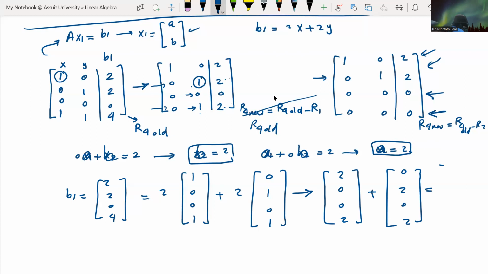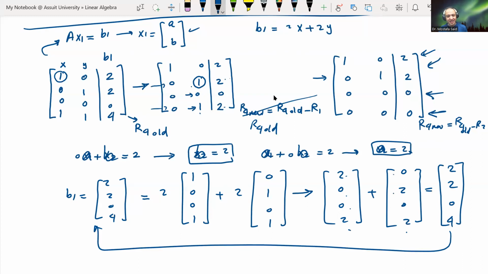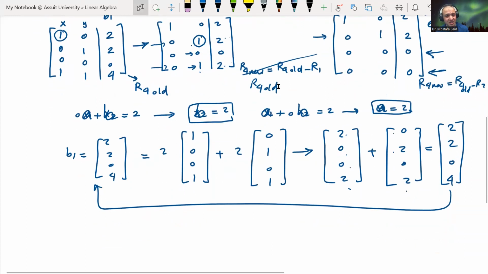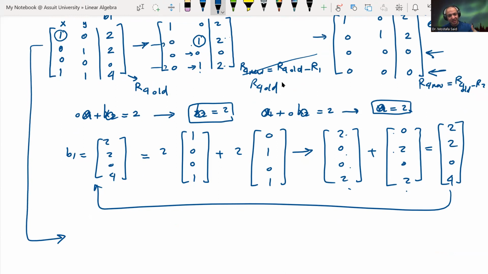Let's add them together. 2 plus 0 is 2, 0 plus 2 is 2, 0 plus 0 is 0, 2 plus 2 is 4. That's basically b1. So b1 lies in the subspace made by x and y. Good. Can we verify that our solution is correct? Yes, because this system is very simple. Actually, let's write the system of equations without any Gaussian elimination. I'm just giving you an idea that the system is even simpler to solve than this.